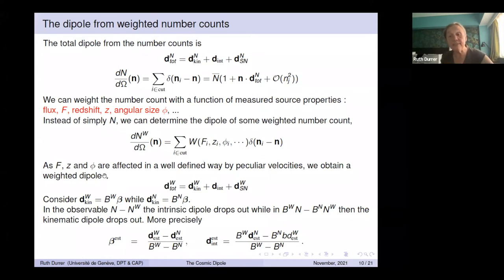What is interesting, however, is that if we consider in this weighted dipole, assuming that the intrinsic properties of the sources are not correlated with the intrinsic dipole, with the clustering dipole or the anisotropy of the geometry, this intrinsic dipole is independent of this weight function, just drops out if it is properly normalized. And therefore, if we look at N minus N_w, the intrinsic dipole drops out. Of course, we still have the shot noise, and we will have to determine what the weight of the shot noise exactly is.